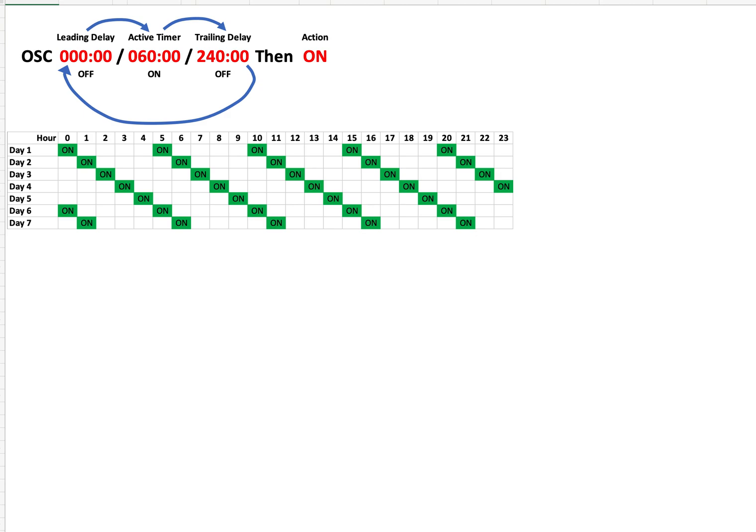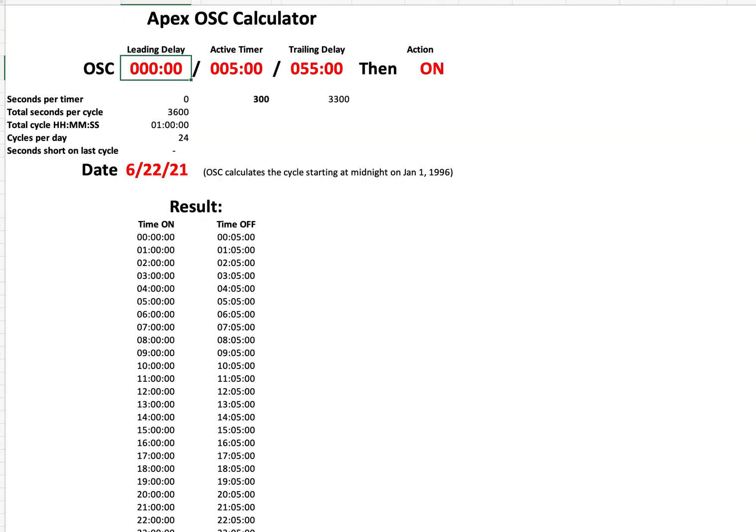Again, if all the timers add up to a cycle that fits evenly into 24 hours, then the start times are the same each day. But when it doesn't fit evenly into a 24-hour period, it can be nearly impossible to predict when the OSC cycle will run on any given day, since doing the math to add up each cycle since 1996 is a lot of work. To make this process easier, I created an OSC calculator in Excel.